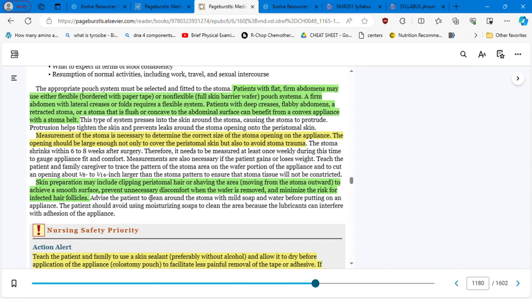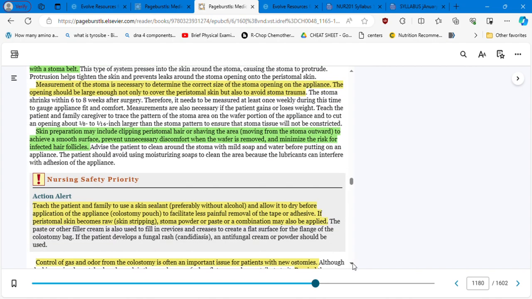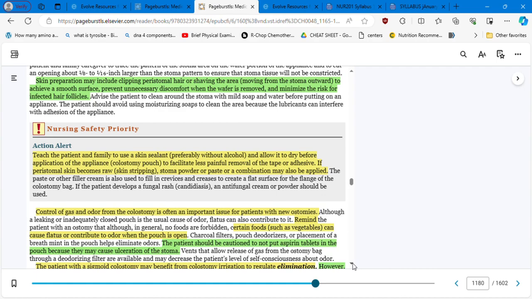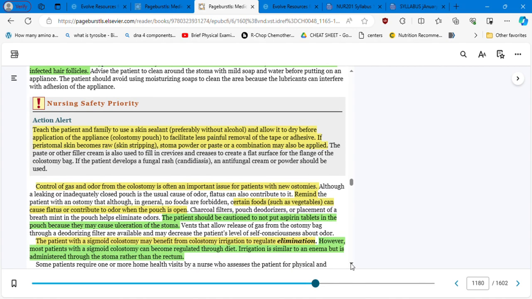So skin preparation may include clipping peristomal hair or shaving the area, moving from the stoma outward. If you don't do that, whenever you are going to remove the pouch, you're going to hear the patient scream. This helps achieve a smooth surface, prevents unnecessary discomfort when the wafer is removed, and minimizes the risk for infected hair follicles. Yes, that's something that sometimes we don't consider, but infection in hair follicles is a problem.